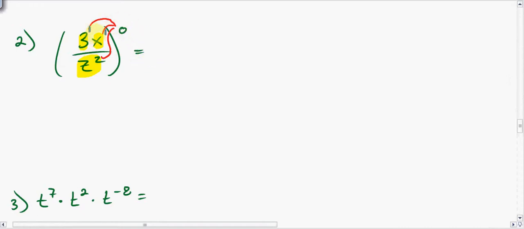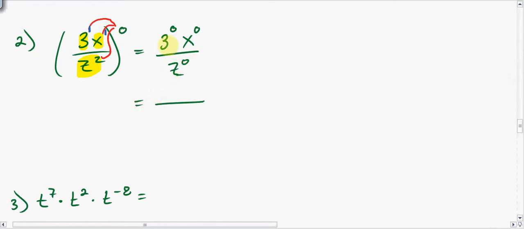So I have 3 raised to the 1st power raised to the 0 power. Multiply these two exponents. So 0 times 1 is 0. So that's 3 to the 0 power. X to the 1st power raised to the 0 power. Multiply 0 times 1. That's 0. So that's x to the 0 power. And then we have z squared raised to the 0 power. So 0 times 2 is 0. So that's z to the 0 power.